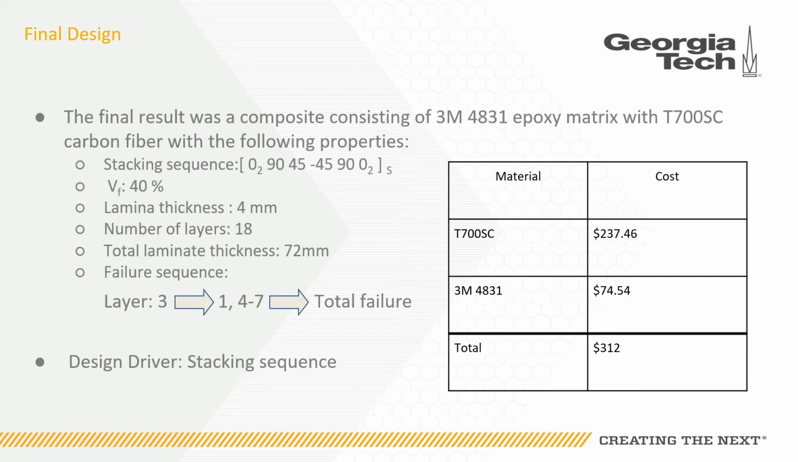The final product was a composite consisting of 4831 epoxy matrix and T700 carbon fiber, with 40% fiber volume fraction and a 4 mm thick lamina. The stacking sequence shown here is a total of 18 layers, resulting in a 72 mm thickness at a cost of $312. The failure sequence shown here begins in the third layer, propagates to the first and fourth through seventh layer, and finally, total failure of the laminate.